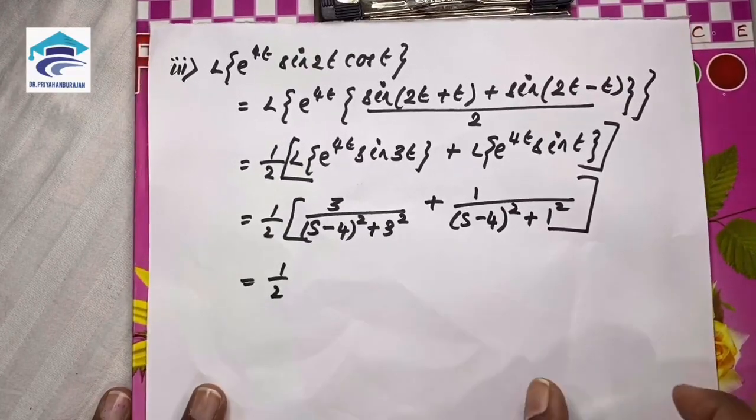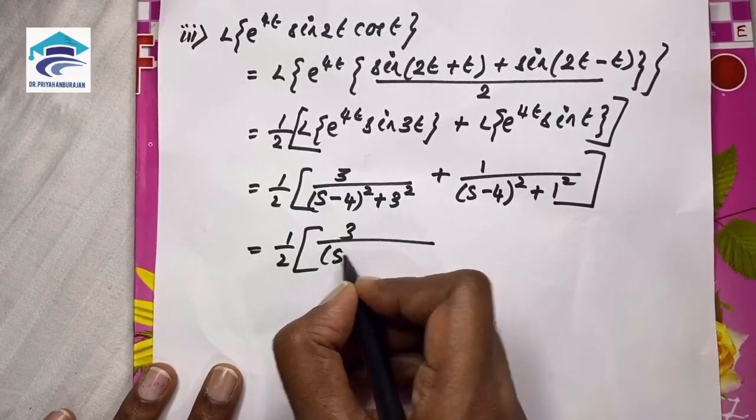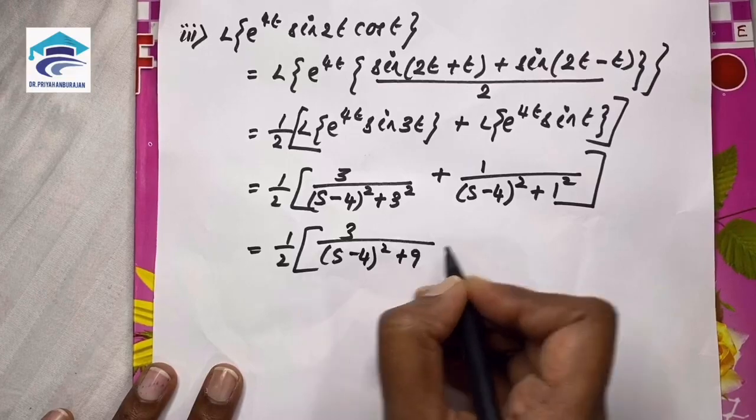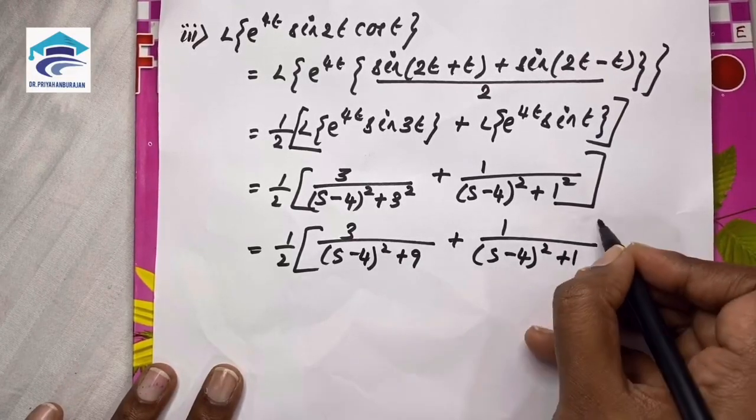If you want, you can write one more step: 3 by (s minus 4) the whole square plus 9, plus 1 by (s minus 4) the whole square plus 1. So this will be the answer.